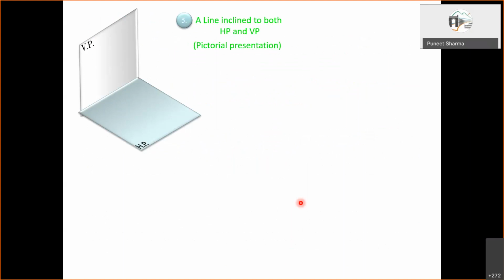So as I had mentioned, I'll keep calling it line. When we discuss projection of lines, it will always be a segment only, not with the usual definition that a line will not have any ends. Here we'll only call it line, but it will be a segment only. So here we have this line, and we are considering that it is not parallel to any of the reference planes.